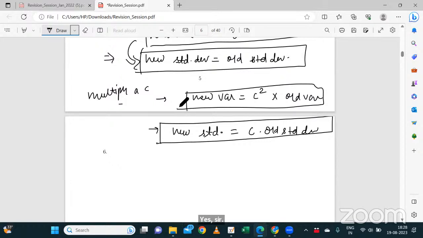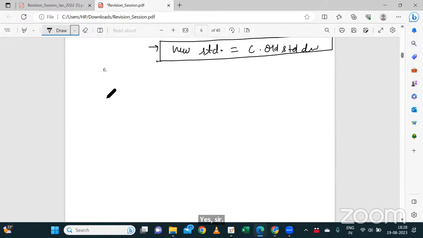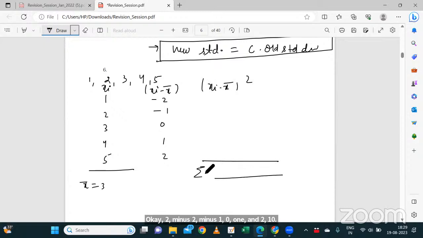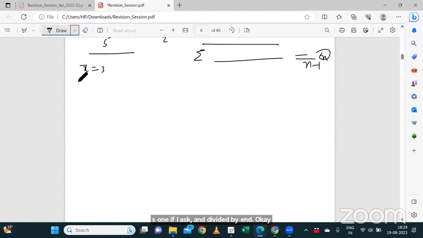So you will be able to calculate this variance and standard deviation, right? Suppose you are given any data set, let's say 1, 2, 3, 4, and 5, and I ask what is the population variance. Just draw a table with 1, 2, 3, 4, and 5. This is your exercise. Compute x bar, which is 3. Then compute xi minus x bar: minus 2, minus 1, 0, 1, and 2. Then (xi minus x bar) square, add all the things and divide by n minus 1 if I ask for sample variance, and divide by n for population. You'll be able to do it, it's simple mathematics, right? Okay, so far so good.